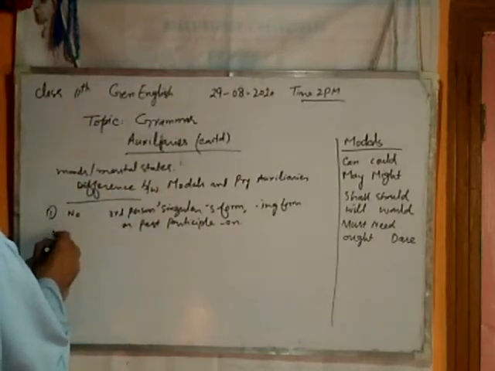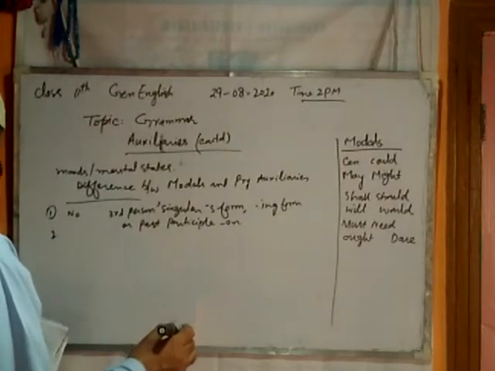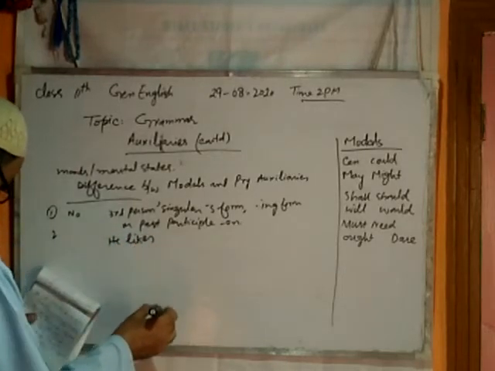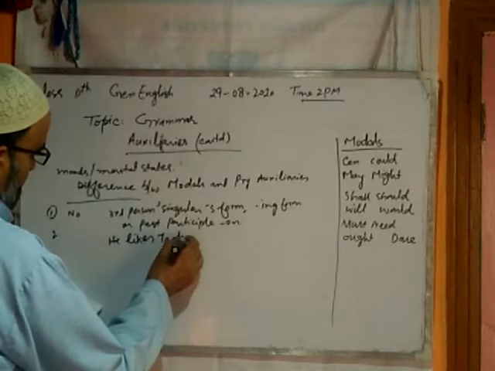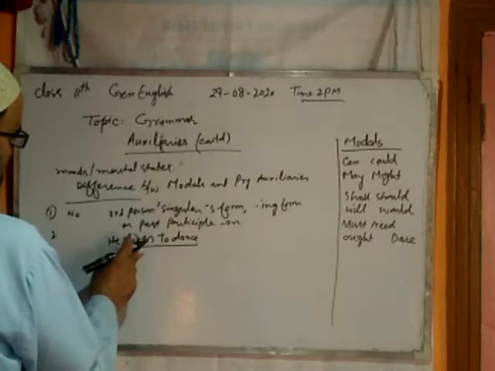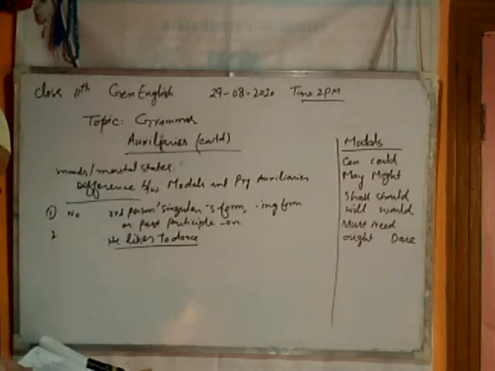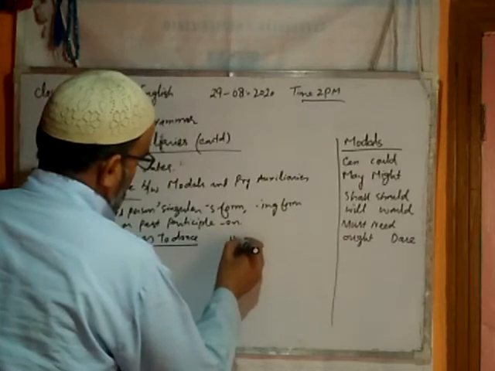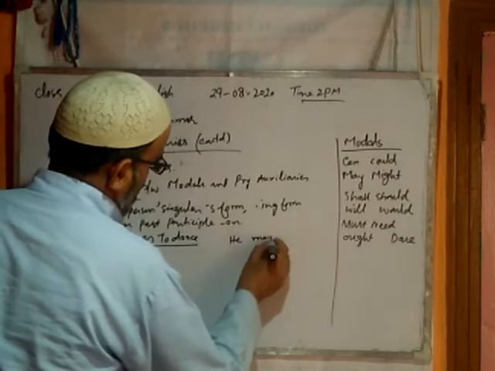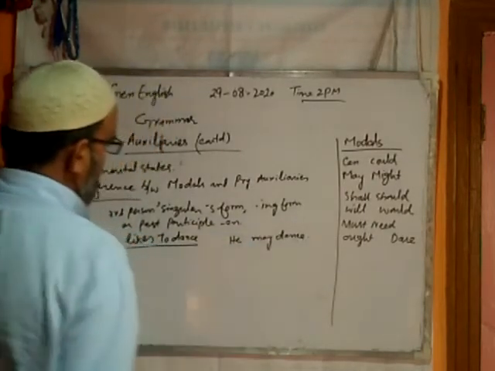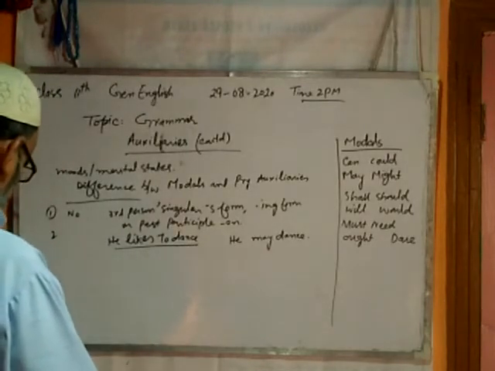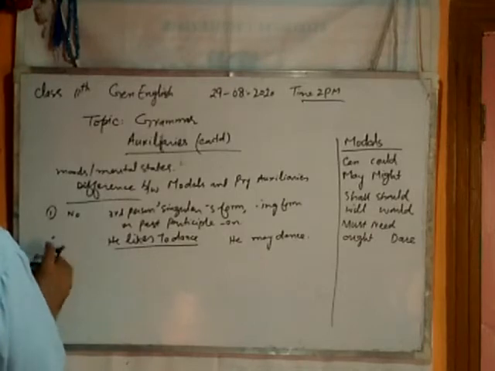Number one, for example, he likes to dance. This is third person singular form. The verb takes S with it. In modal form, we can say he may dance. Here you see dance is without S. Yes, dear students.